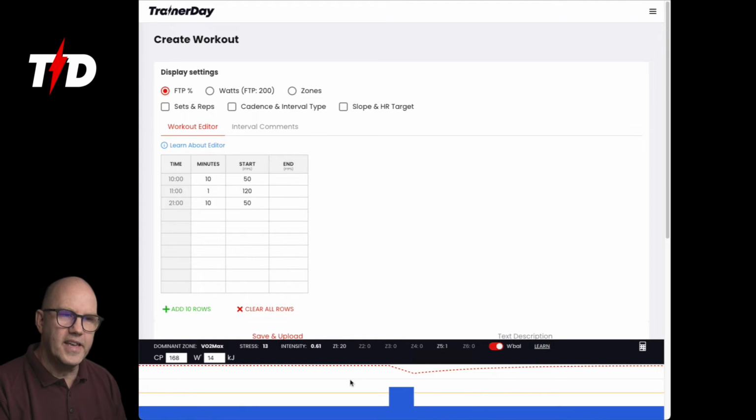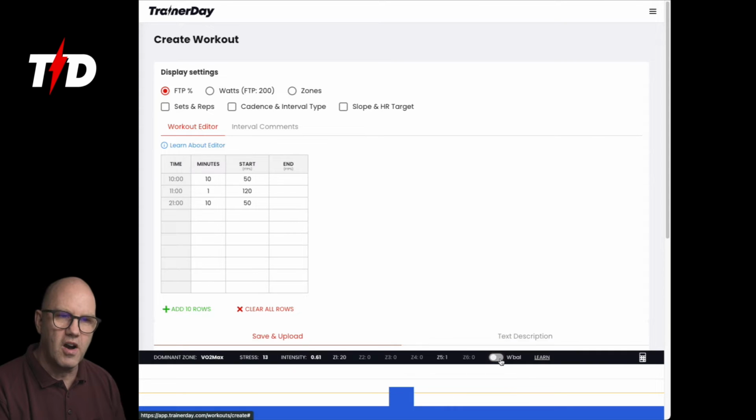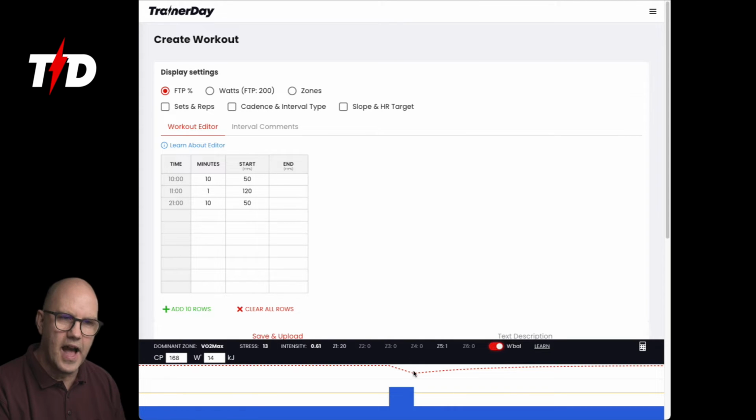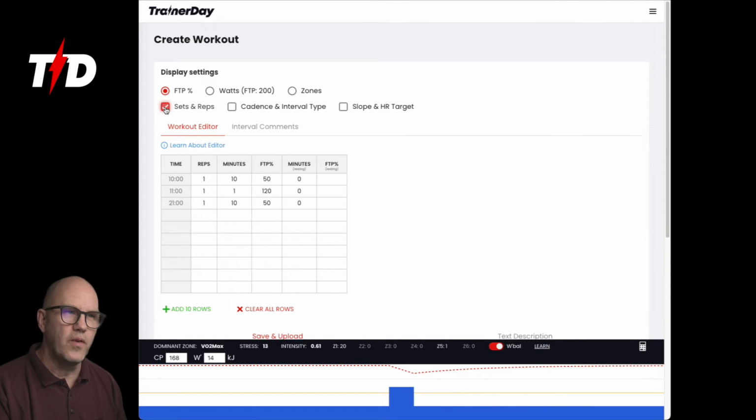I can see this little line showing up because we have W prime balance turned on. Because this is over my FTP, your energy level is going down. You're running out of that store. Then as you get back down to this recovery, it goes back up again and your anaerobic energy level gets back to 100%. This is especially useful when you're doing intervals.